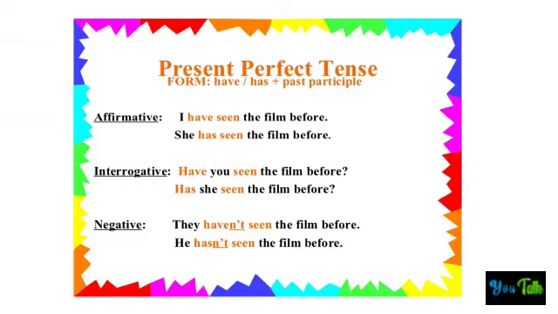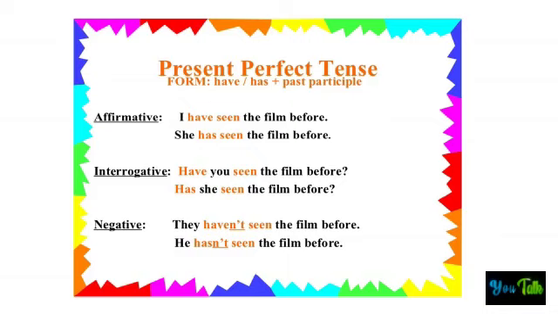A summary of the lesson done today. We have seen the present perfect tense, and it comprises the auxiliary verb has or have plus the main verb in the past participle form. We have seen the affirmative, the interrogative, and the negative form. For the affirmative, I have seen the film before. She has seen the film before.